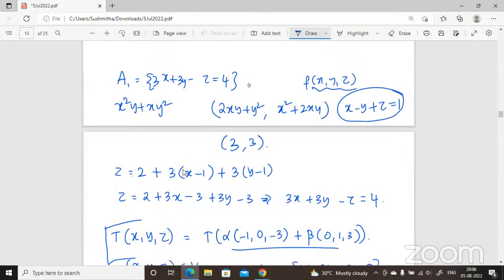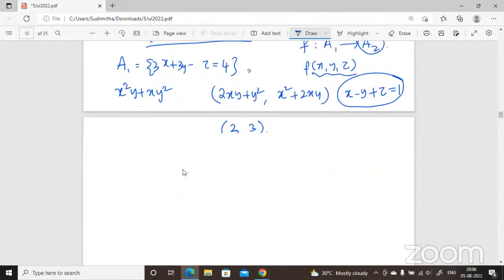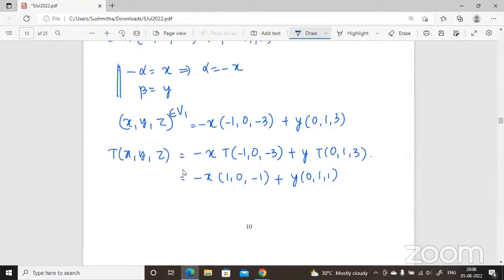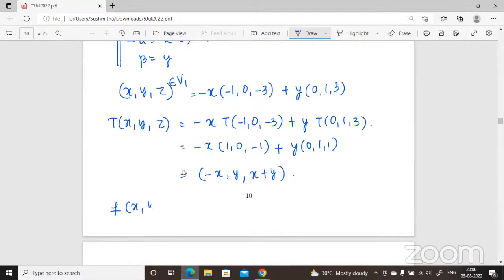Okay, so what is T of this? It's 1, 0, minus 1, and then 0, 1, 1. T of this is 1, 0, minus 1, and this is 0, 1, 1. So my linear transformation is this: minus x, comma, y, comma, x plus y. Fine. So what is my affine transformation going to be? F of x, y, z, whatever, such that x, y, z belongs to A1. What is it going to be?